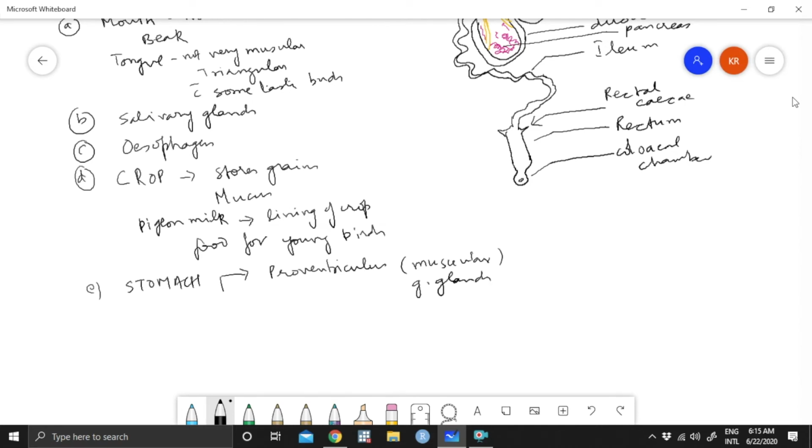So a lot of the digestion will take place over here, and therefore food and enzymes from here sometimes pass into the crop as well. So it can move back and forth a little bit. From the proventriculus it can go into the crop. And the next important part of the stomach, after the proventriculus, is the gizzard.